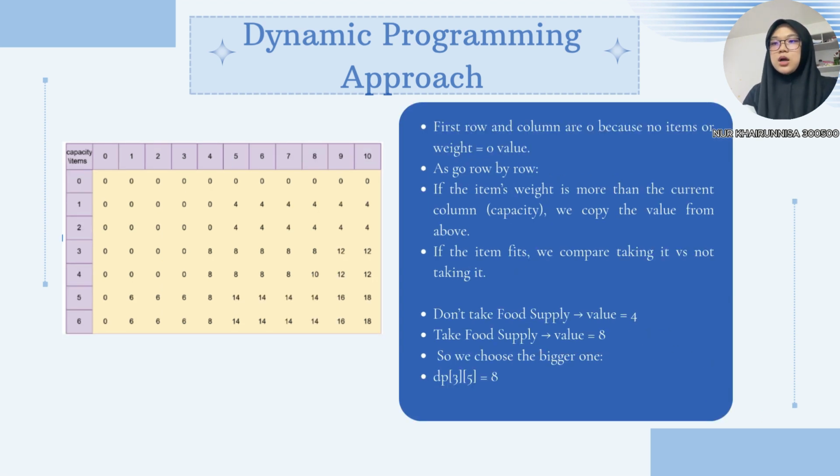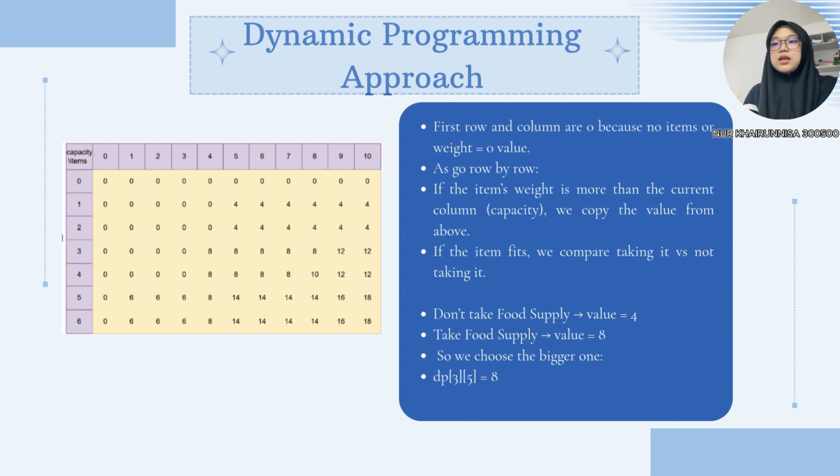Next, this is how we make the dynamic programming table. The first row and column are 0 because no items or weight equal to 0 gives 0 value. As we go row by row, if the item weight is more than the current column capacity, we will copy the value from above because the maximum capacity is only 10.